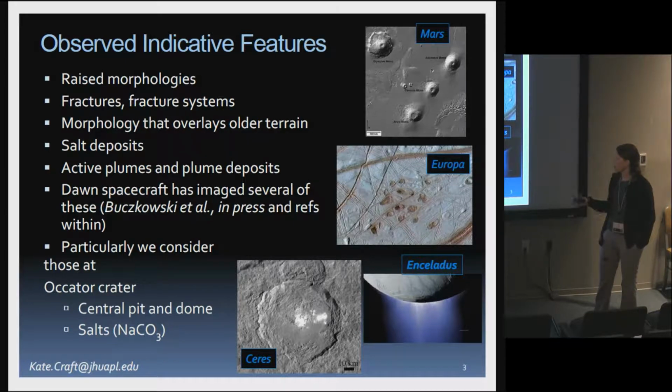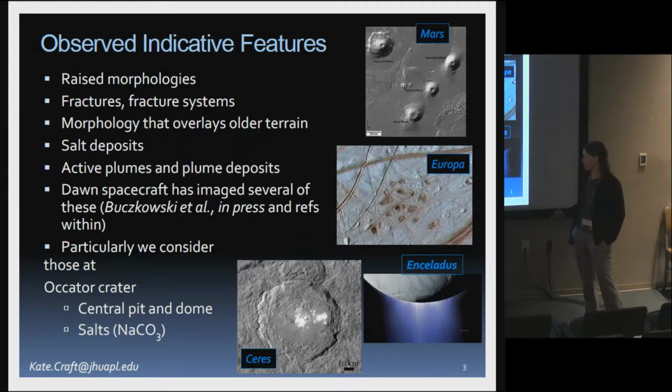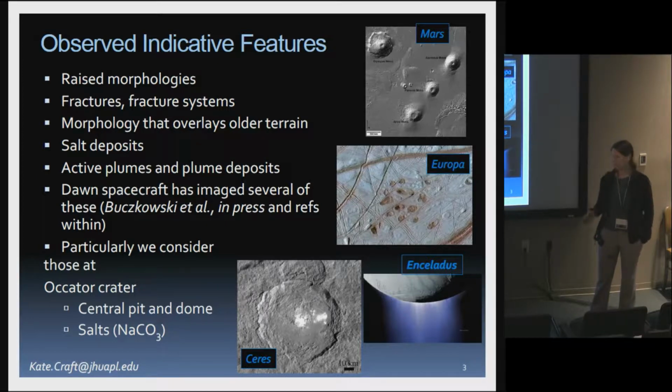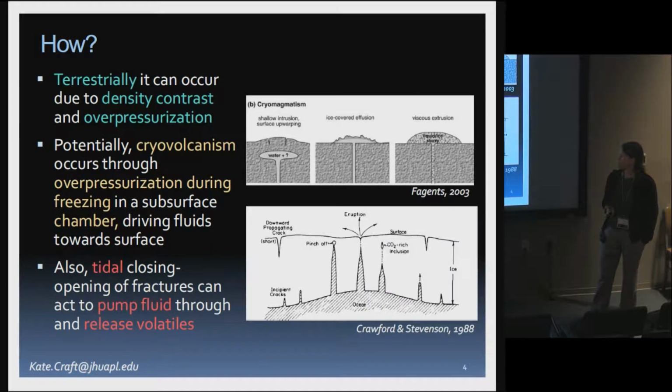I'm interested in modeling what we think might be a magma chamber below the surface at the Akator crater, where they see a gravity anomaly, and then think that possibly there is this cryomagma chamber at depth. We also see evidence in this crater of salts at the surface that could indicate cryovolcanic activity. But when we want to think about how this activity is happening, terrestrially, one of the ways that you can get volcanism is due to density contrast and overpressurization. Potentially, cryovolcanism also occurs this way.